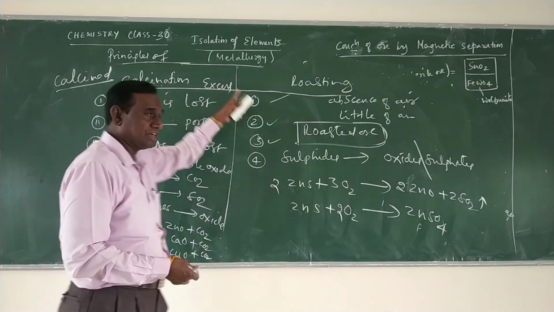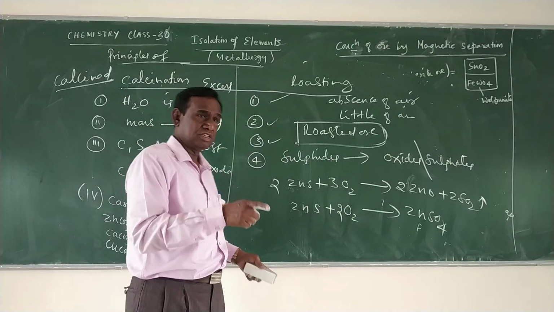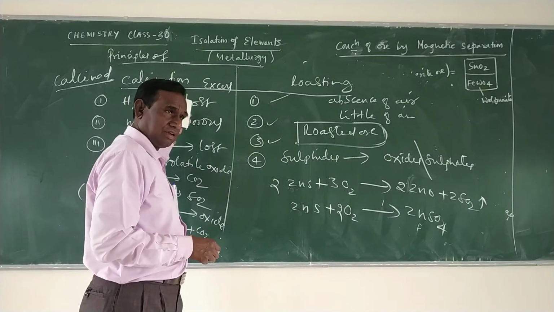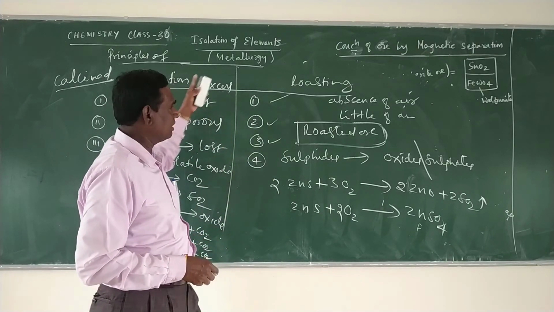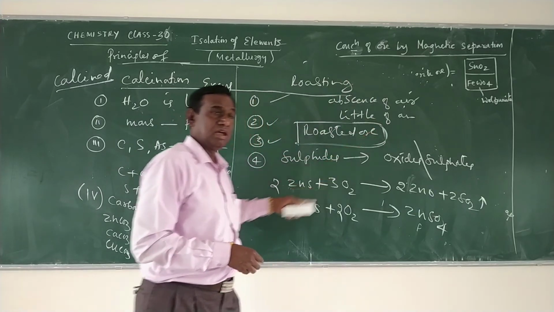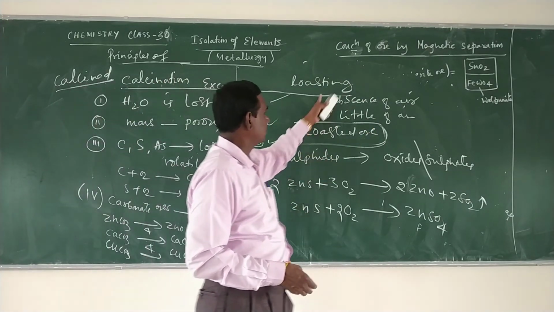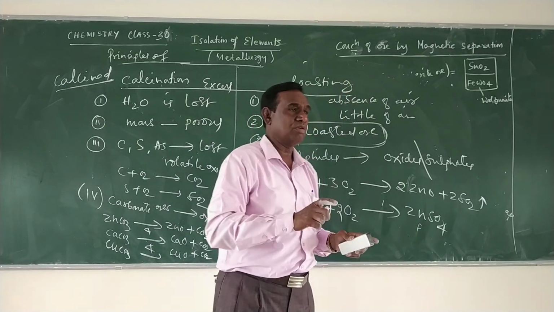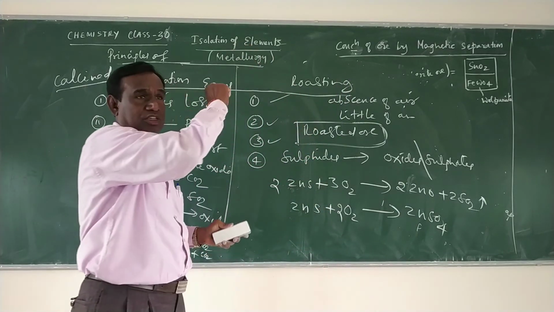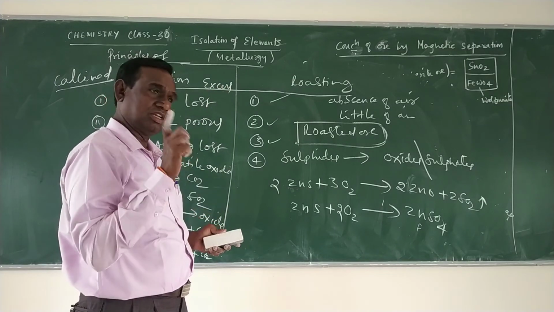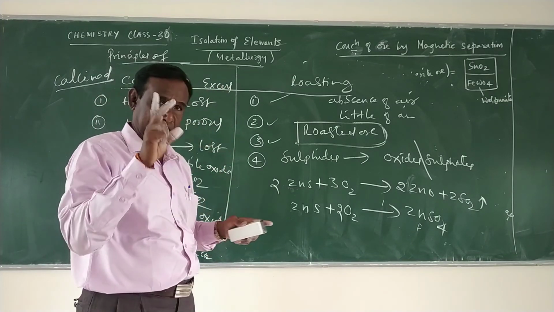1, 2, 3 are similarities. If you ask for a difference, you have to write: calcination takes place in the presence of air, roasting takes place in the absence of air. That is, carbonate ores are subjected to calcination, sulfide ores are subjected to what? Roasting. So this is how we can explain calcination as well as roasting. Okay, so that completes your calcination and roasting, second concept.